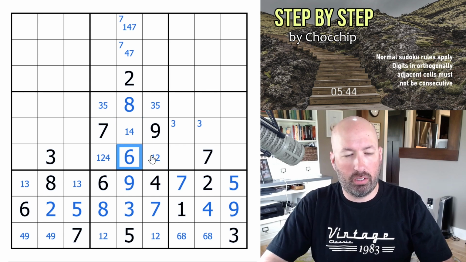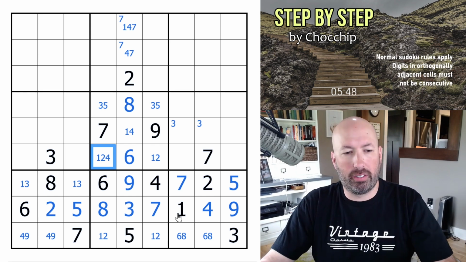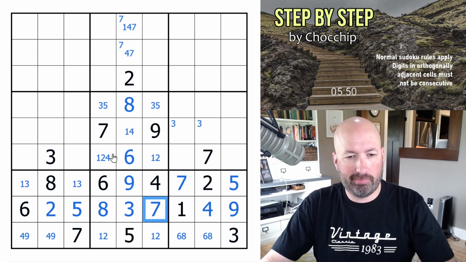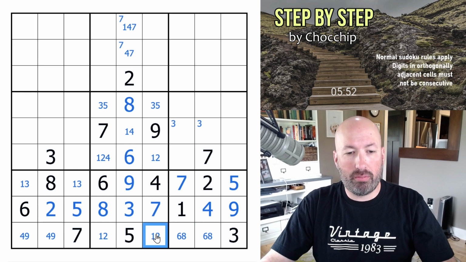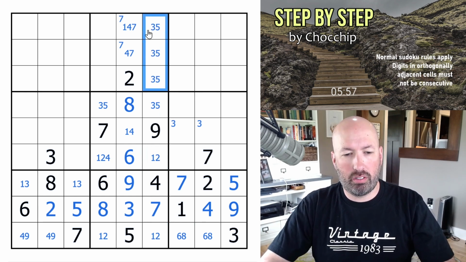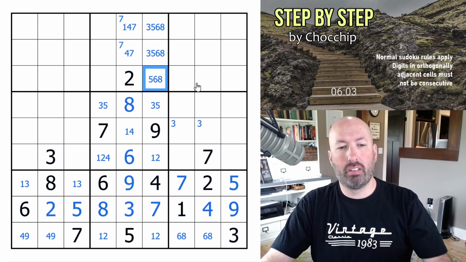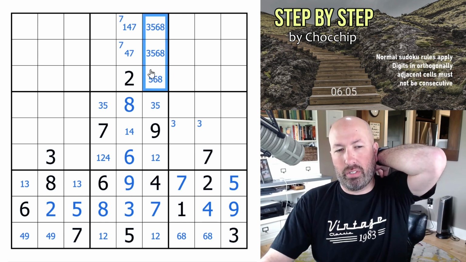This one can't be 4. That could be 1, 2, or 4, couldn't it? But we have a 1, 2 pair here, which is interesting. So these 3, 5, 6, 8. And the 5 and the 6 can't be next to each other. This one can't be 3. The 5 and the 6 can't be next to each other.